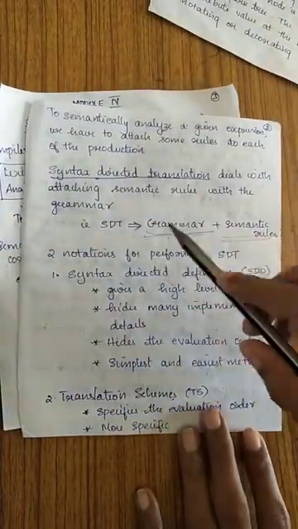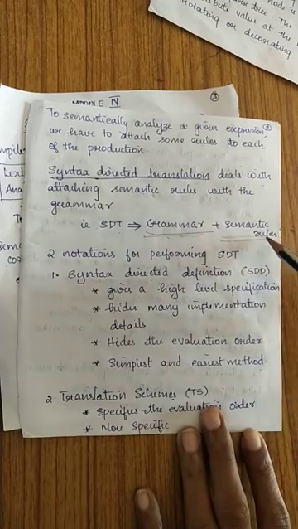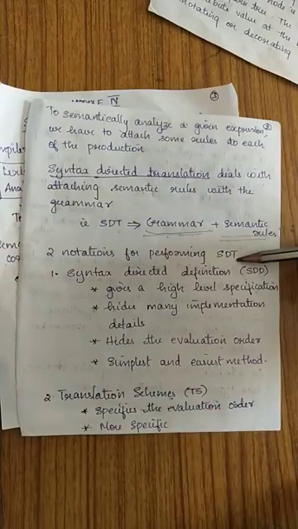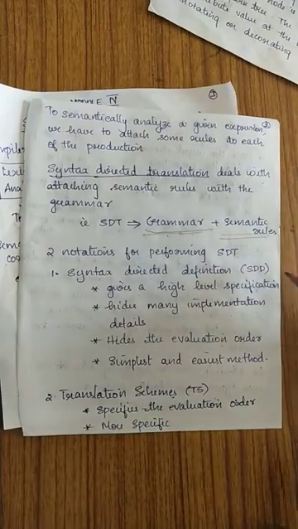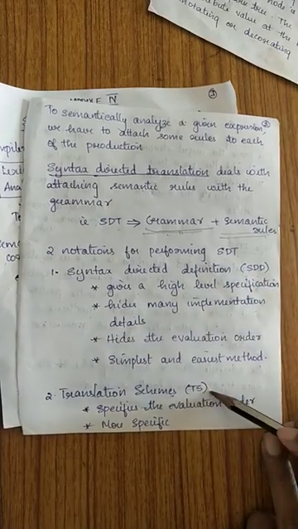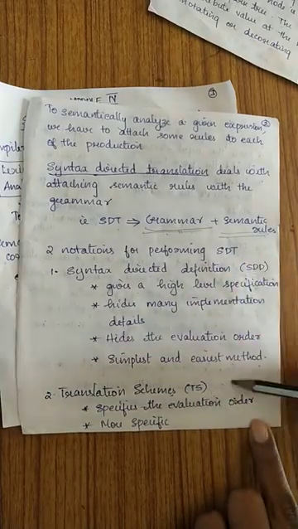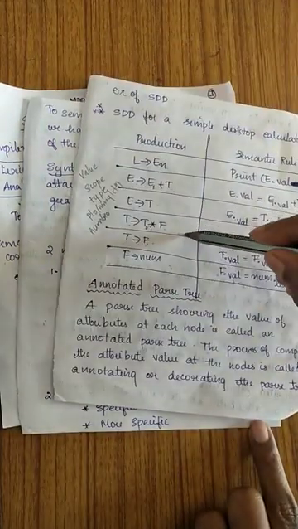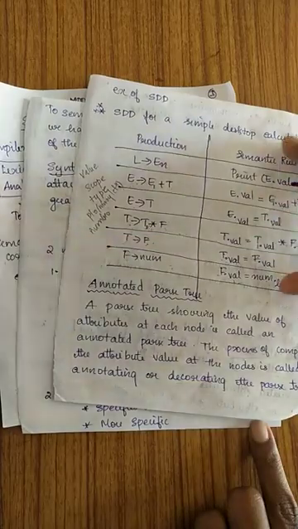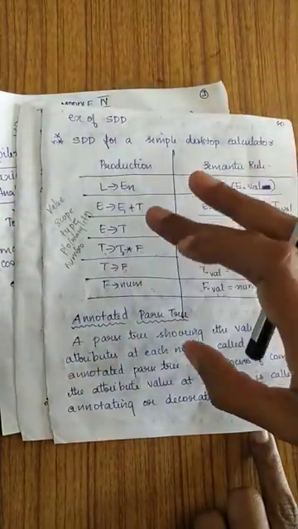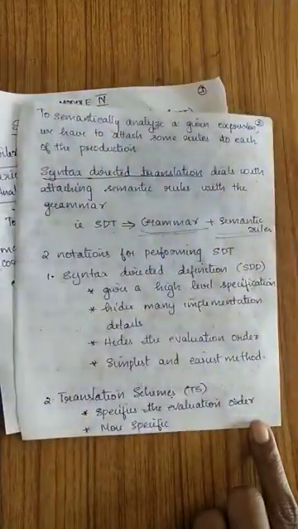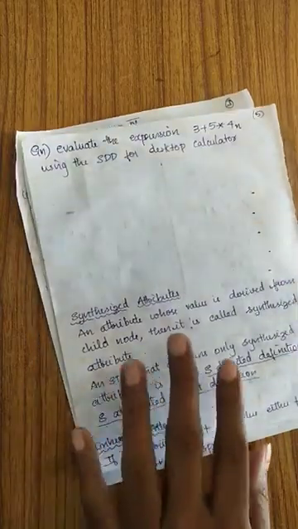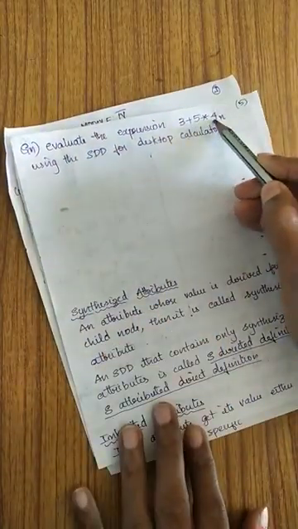So SDT, as we said, has a grammar, and attached with the grammar there is a set of semantic rules. There are different ways and notations for performing syntax directed translation. One is syntax directed definition, and the other is a translation scheme. Let's see the difference between SDD and translation scheme. These are examples for a syntax directed definition, SDD. Let's see how this SDD works, how we can perform semantic analysis. I have given a small example. This is the input, 3 plus 5 into 4.